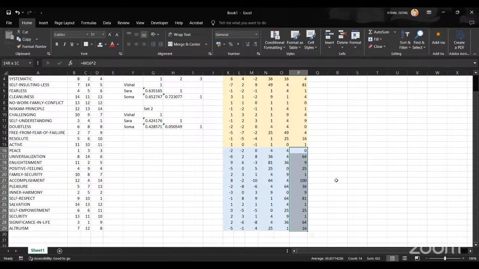Possibly due to that reason, there is high discrepancy between the two individuals. Now it is clear. Yes. So this is the cluster analysis.